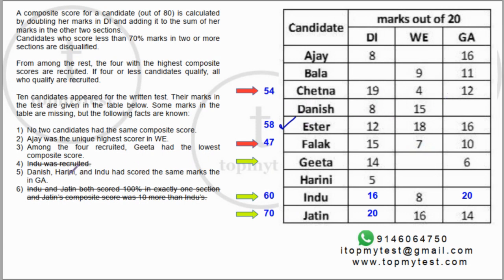Now, we also know Danish, Harini and Indu scored the same marks in GA. So this should be 20, this should be 20. Now we can score Danish as well. Now because Esther is selected, all the other 4 have to be rejected.